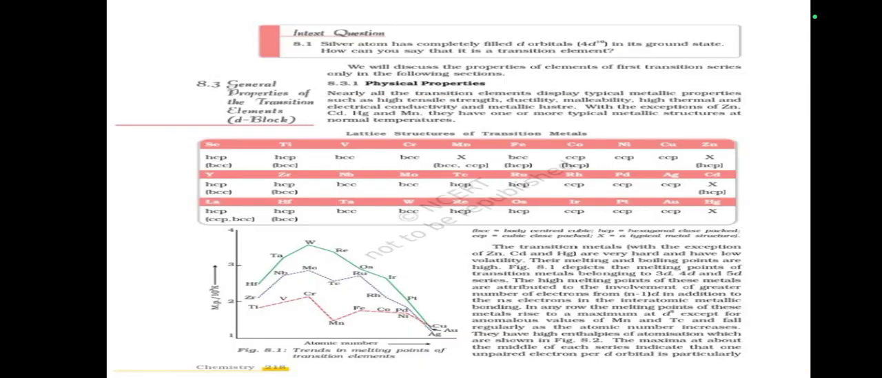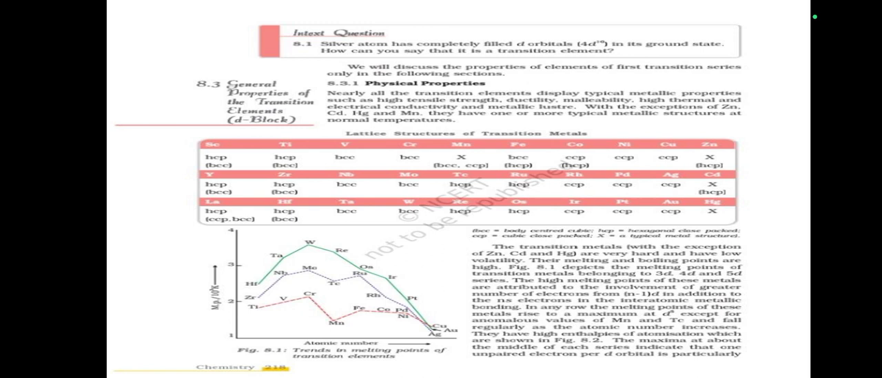General properties of the transition elements, d block. We will discuss the properties of elements of the first transition series only in the following sections. Physical properties. Nearly all the transition elements display typical metallic properties such as high tensile strength, ductility, malleability, high thermal and electrical conductivity, and metallic luster.